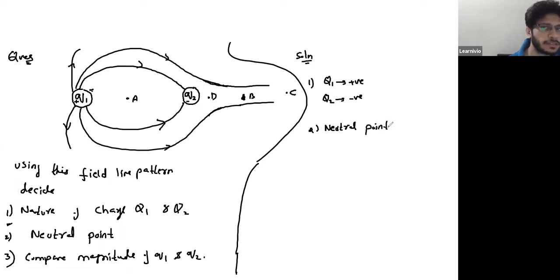Neutral point is B. Okay, Afroza, which one is the stronger charge? Is it Q1 or Q2? Yeah, Q1 has more field lines. Q1 is stronger. Q1 is stronger than Q2.